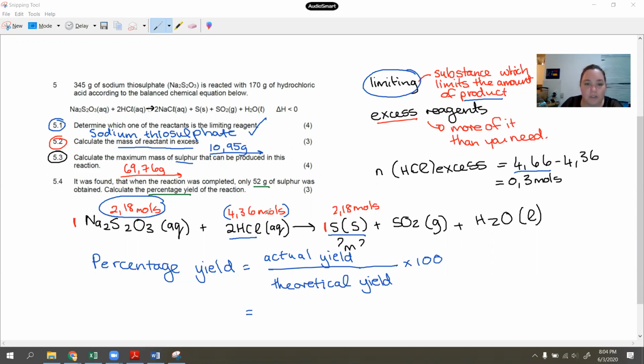So the actual yield was, we only really got 52 grams. The amount that our calculations told us we should get is 69.76 grams. And if we divide and times that by 100, we have 52 divided by 69.76 times 100, which gives me an answer of 74.54%.